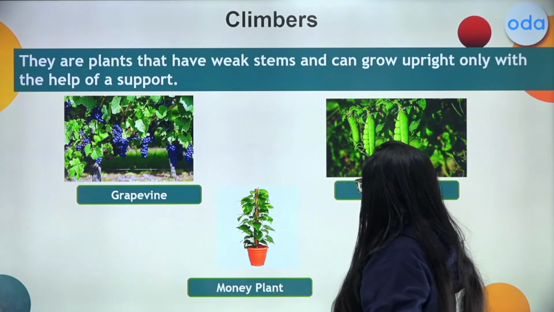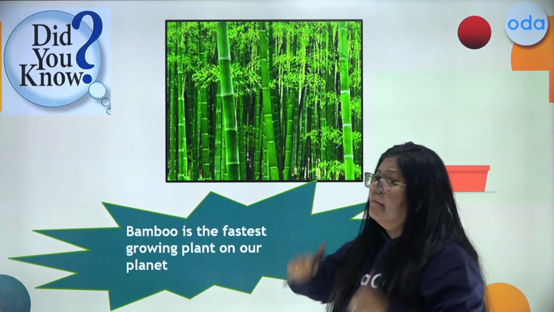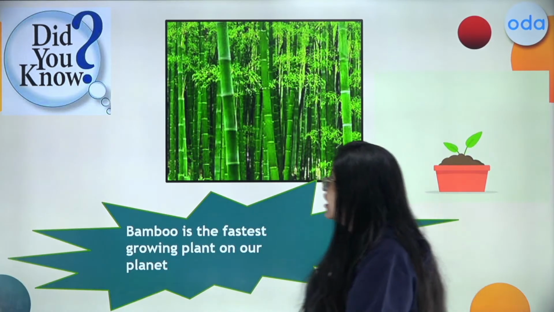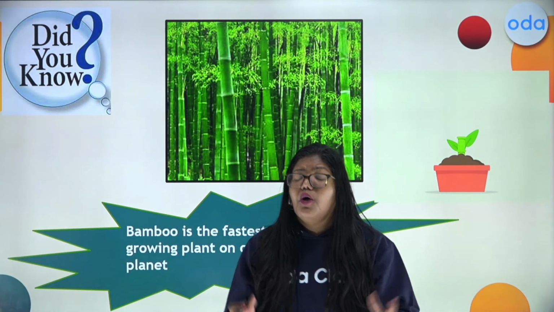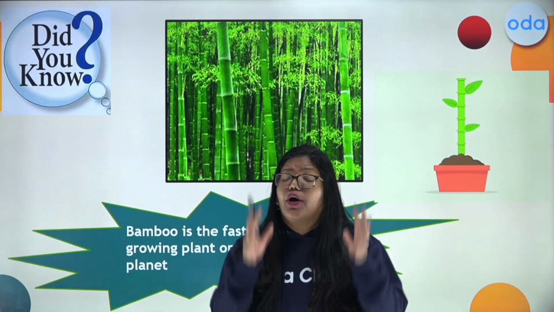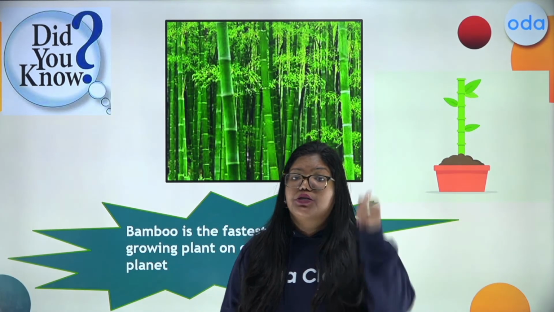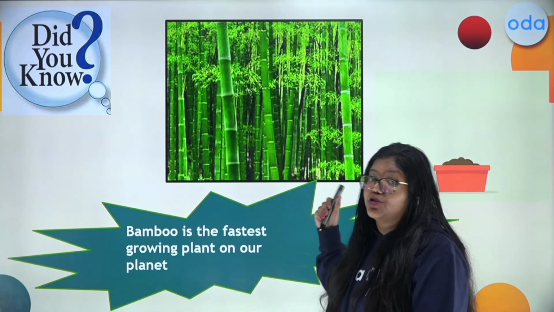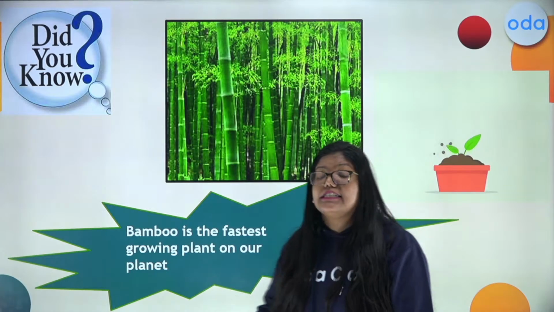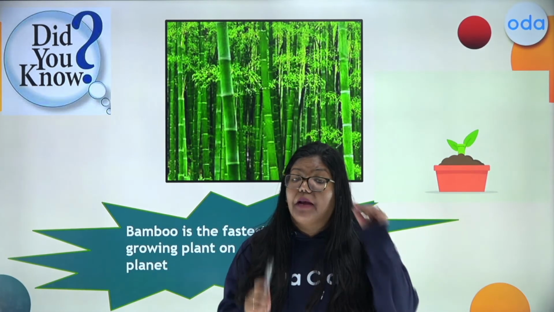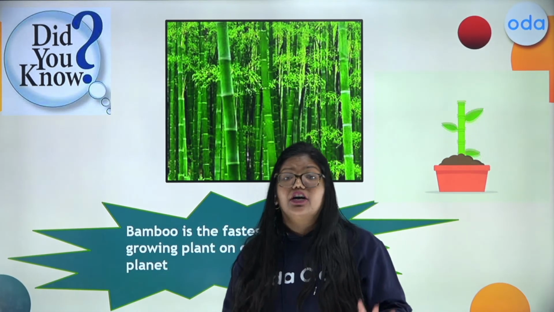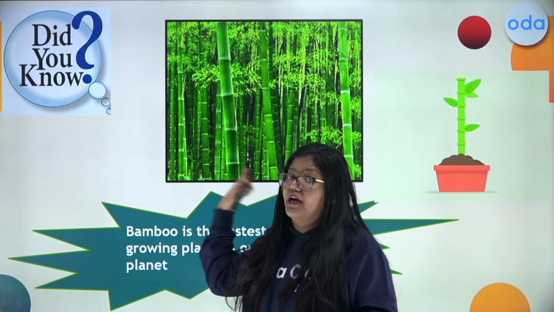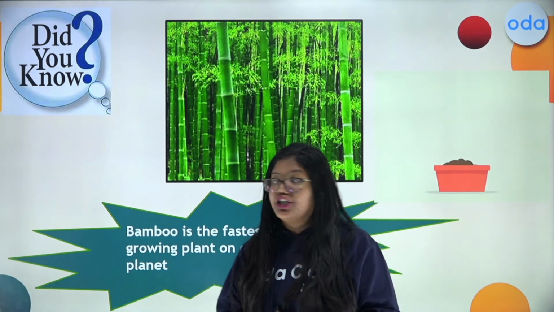Right, children? So let's end this session, children, with an amazing did you know fact. Let me see how many of you know this fact already. If somebody asks you, which is the fastest growing plant on this planet, what will you answer, children? Yes, you're correct. It's the bamboo plant, children. Bamboo plant is the fastest growing plant on this planet. Is that clear? No other plant can grow as fast as a bamboo plant can grow. Is that clear? Did you understand?